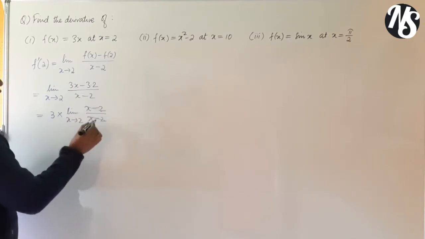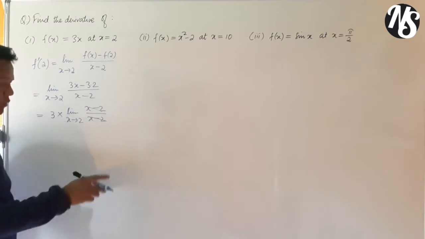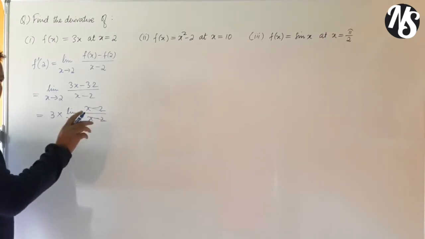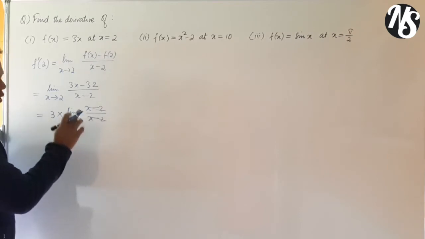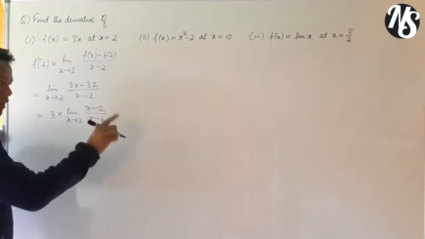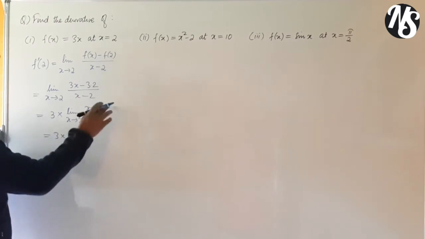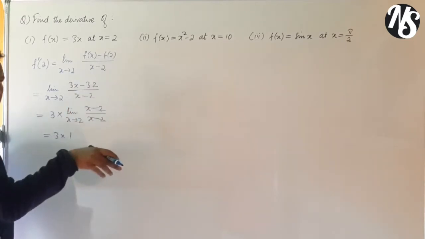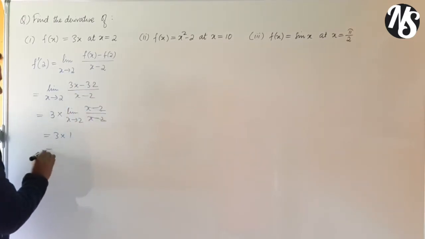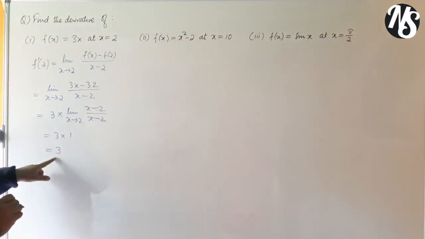So both of them get cancelled. So we don't have anything here, isn't it? Only 1 is there. Since there is no x which can be substituted with the value 2, we'll directly write this as 3 into 1, because we have x minus 2 by x minus 2, this by this is 1. So this turns out to be equal to 3. So my first answer is 3.